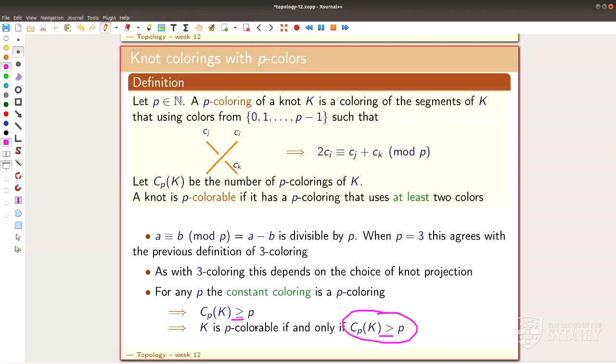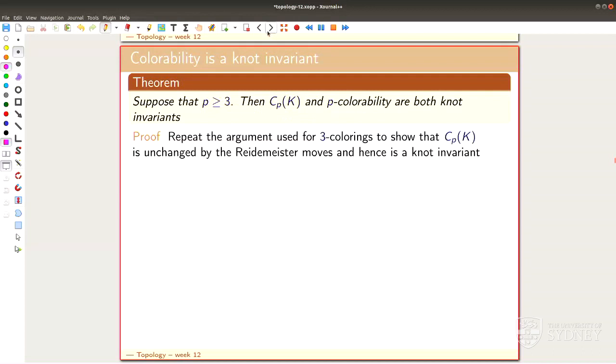So exactly the same, just we replaced 3 by p, which is pretty good, because now we have an infinite number of potential invariants we can throw at knots. And everything goes through in the same way. So the theorem is that both of them, the number itself and the ability to be p-colorable, are invariants.